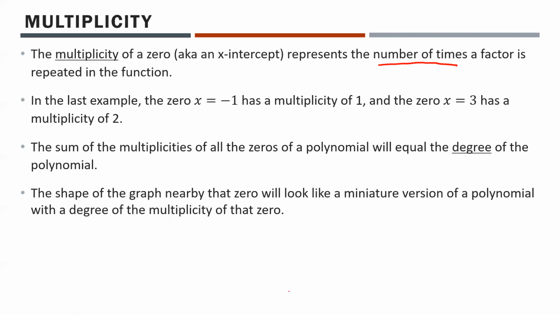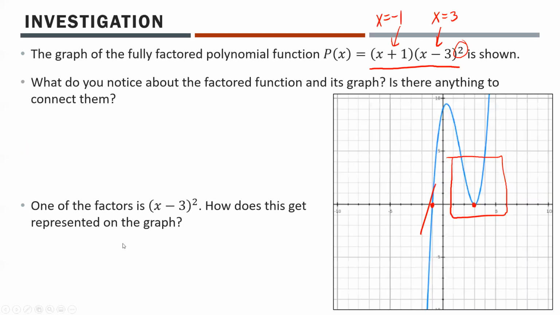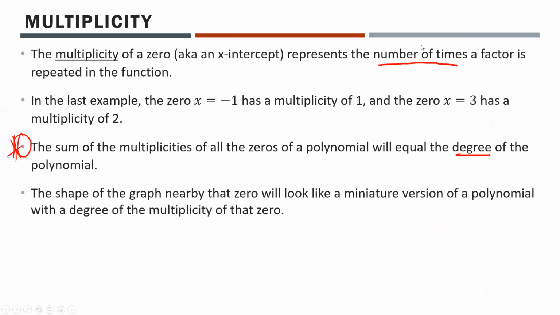The sum of the multiplicities of all the zeros of a polynomial will equal the degree of the polynomial. This point is huge. That is super, super important. You might notice on that last example, sorry to jump back again here, that if this has a multiplicity of 1 and this has a multiplicity of 2, the sum of that is 3, which makes this whole thing a cubic function. The degree of the entire thing is equal to the sum of the multiplicities of each 0.